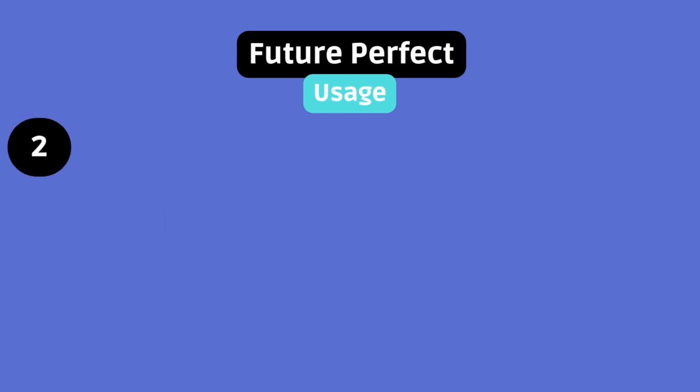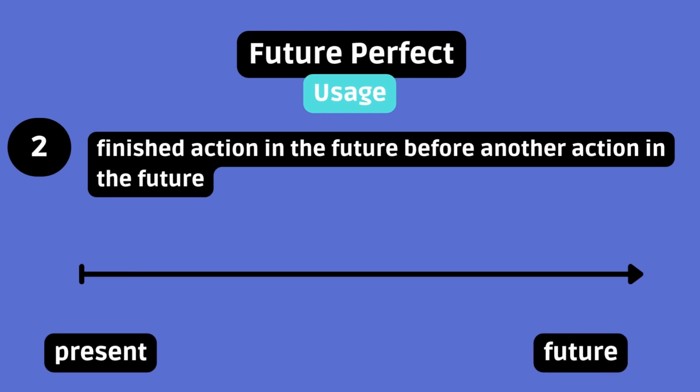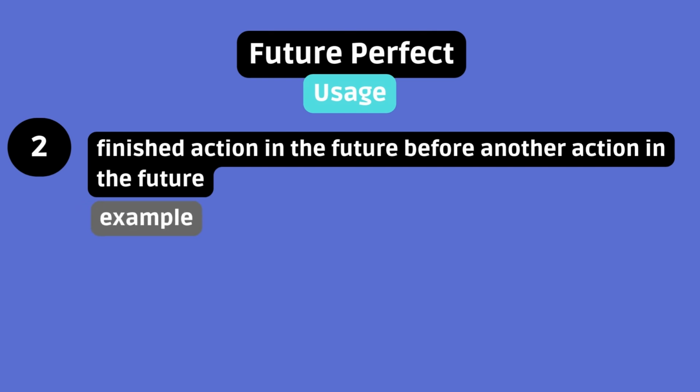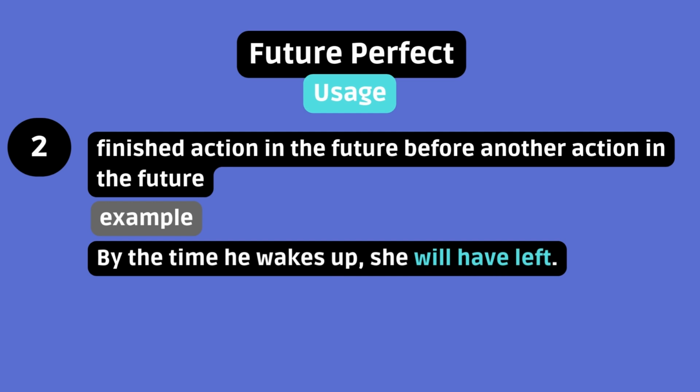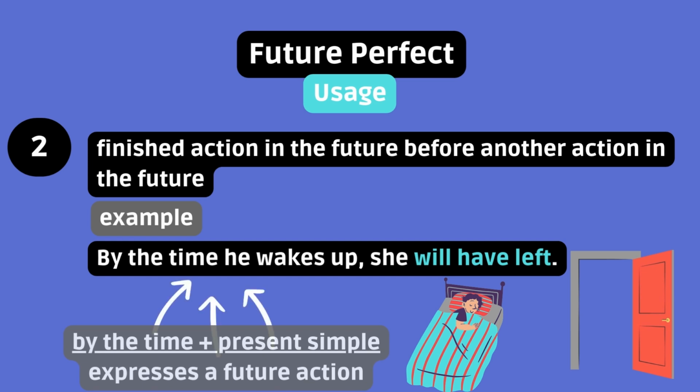It can be used to talk about a finished action in the future before another action in the future. Here, two actions happen in the future. One ends before the second takes place. Example, by the time he wakes up, she will have left. Her leaving will happen before his waking up. The exact time of her leaving isn't clear, but it definitely will happen before his waking up.